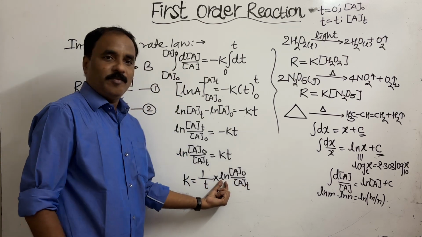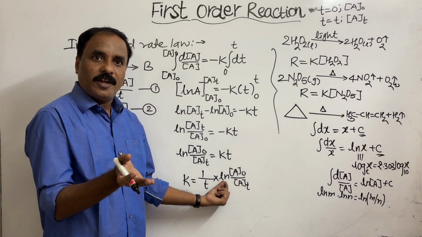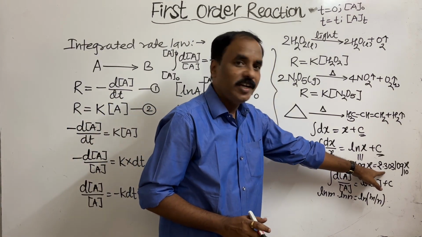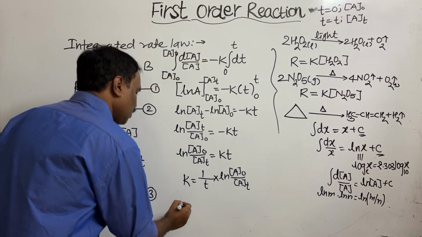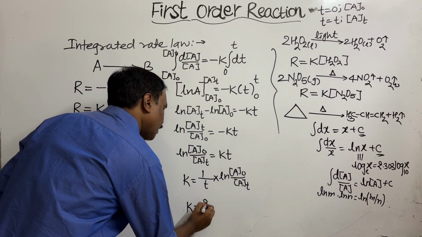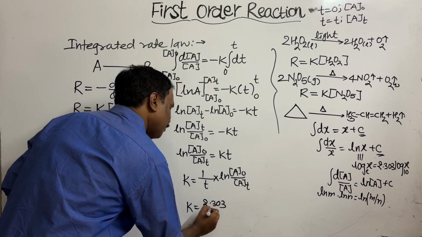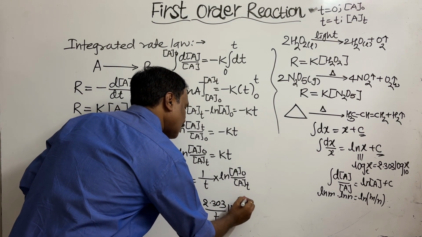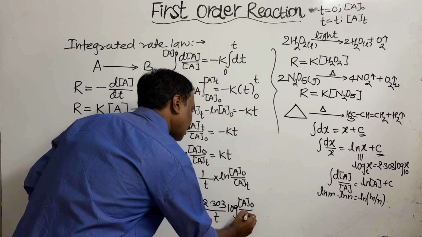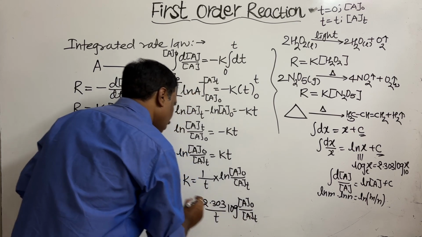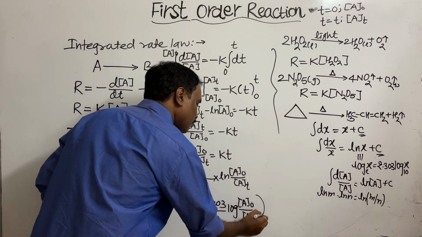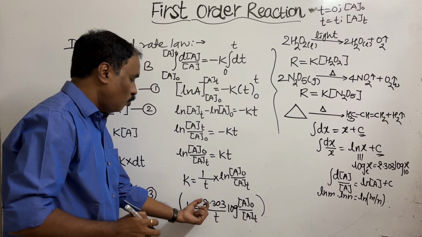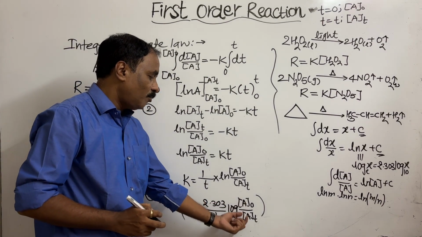ये नेचुरल लॉगरिथम है. अगर नेचुरल लॉगरिथम को जनरल लॉगरिथम में कन्वर्ट करना है तो उसे 2.303 से मल्टीप्लाई करना पड़ेगा. And same equation we can write k is equal to 2.303 upon t log of A0 upon AT. So this equation is said to be integrated rate law in first order kinetics. K is equal to 2.303 upon t log of A0 upon AT.